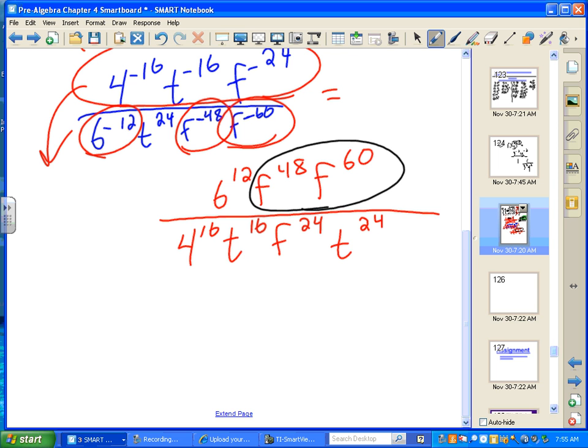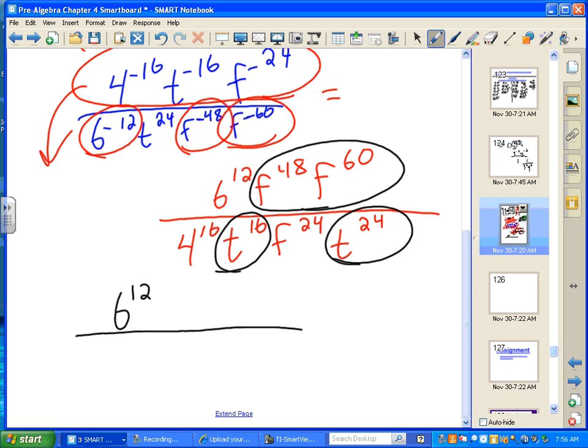Okay, what else could we simplify? Alyssa? Good. The 2 t's in the denominator. So let's simplify those 2 things. What does the numerator become? Adam? Good. Never told you this would be easy. 6 to the 12th, f to the 108th.